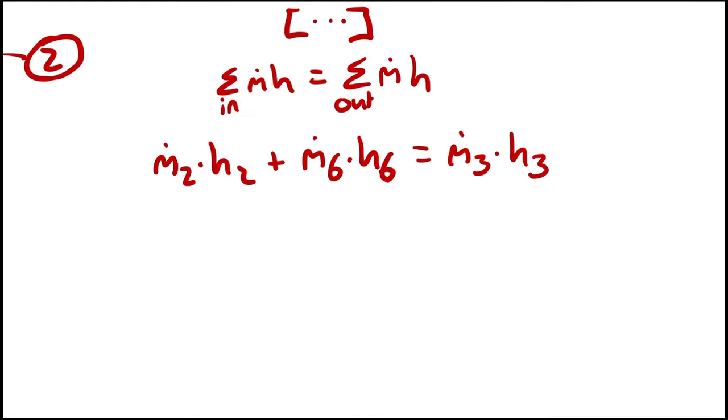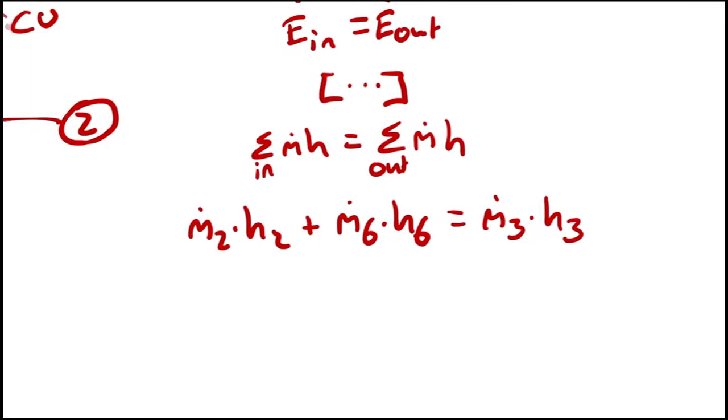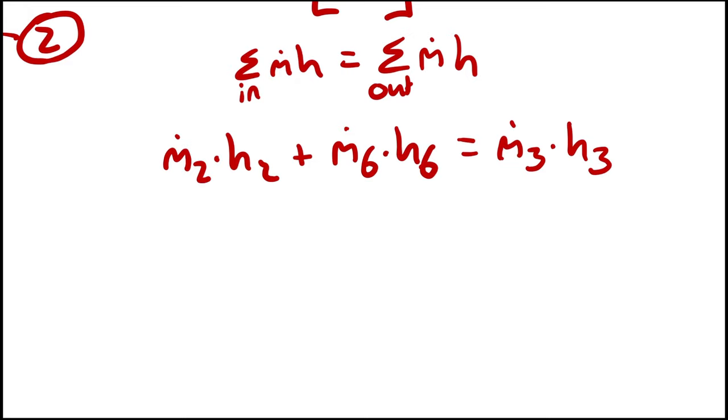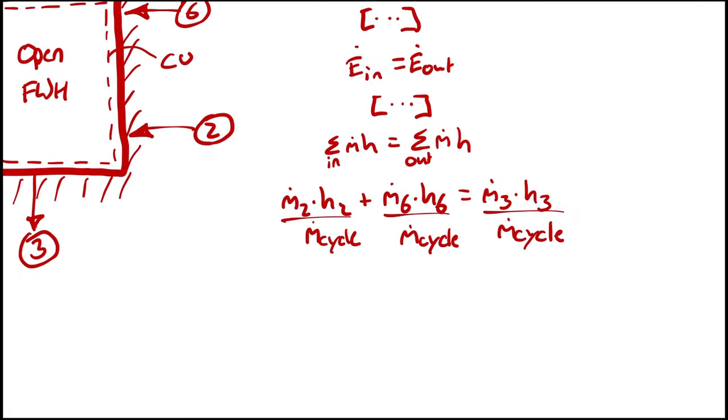Now what? Well, now, just like in the turbine, it behooves me to divide everything by m dot cycle. That would allow me to write this in terms of y and 1 minus y and 1 instead of mass flow rates. So is m dot 2 divided by m dot cycle y, 1 minus y, or 1? You're right, it's 1 minus y. Is m dot 6 divided by m dot cycle y, 1 minus y, or 1? You're right, it's y. And is m dot 3 divided by m dot cycle y, 1 minus y, or 1? You're right, it's 1.